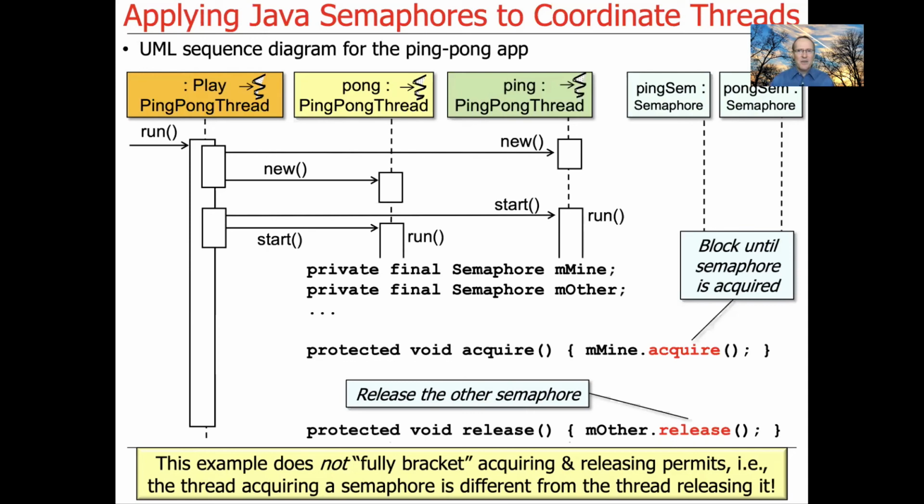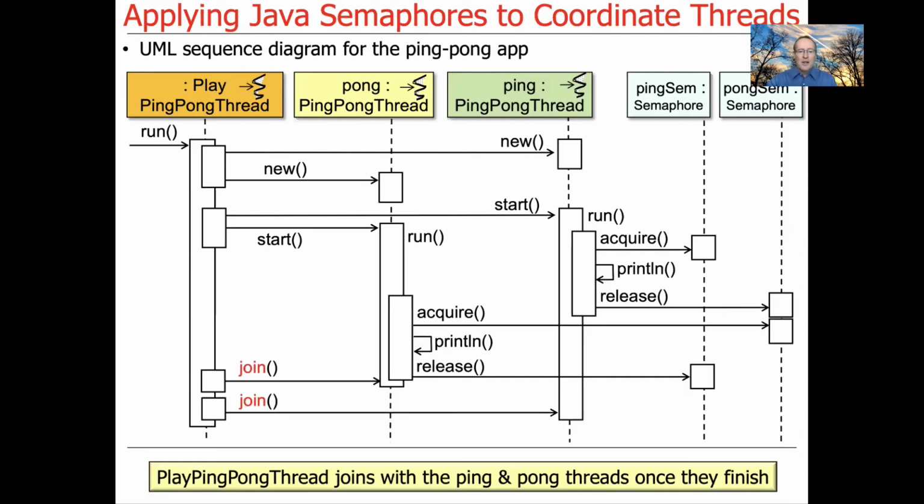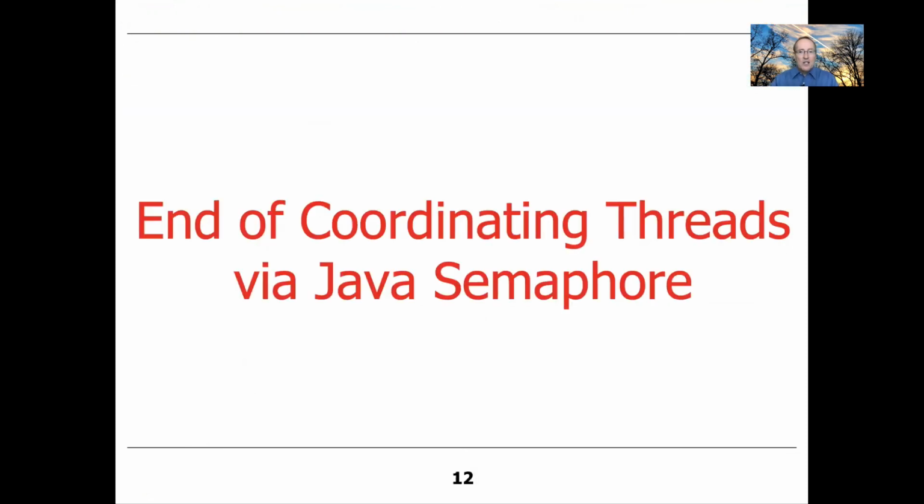People usually ask, can we get by with just one semaphore to do both these things? And the answer is no, you have to have two. Once everything's done, the ping thread exits, the pong thread exits, and the play ping pong thread will join with the termination of the other two threads. So that's a nice example of barrier synchronization for the play ping pong thread. So that's the end of the overview of how you can coordinate threads using a Java semaphore.